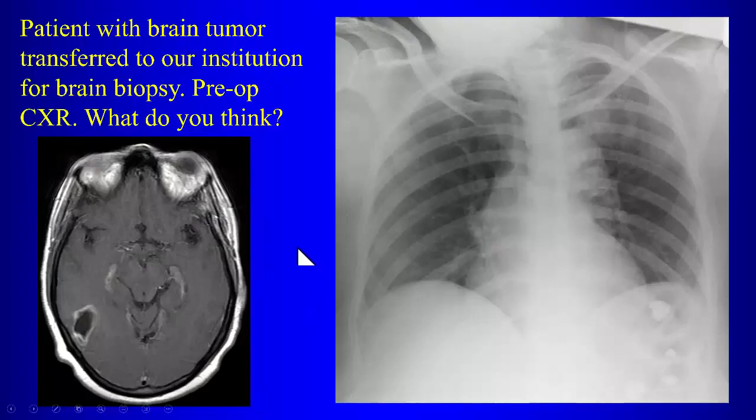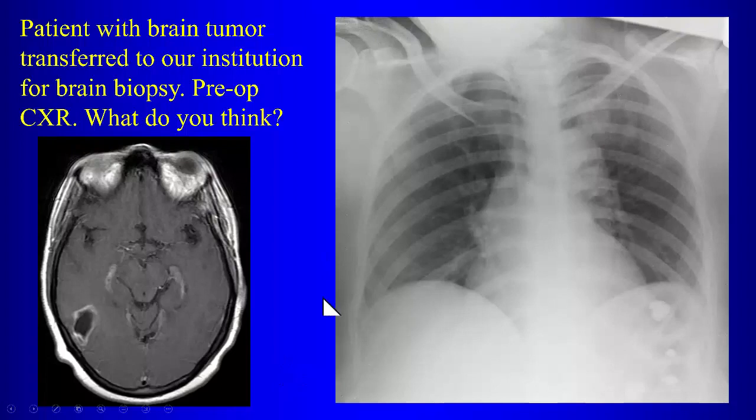This patient was transferred to our hospital for a brain biopsy because they had this ring-enhancing lesion. They presented at an outside hospital, got worked up. They found this. They get a pre-op chest radiograph here right before they do the brain biopsy. What are we going to say? So what do we see? There's a left upper lobe mass. And so what's the point of this?